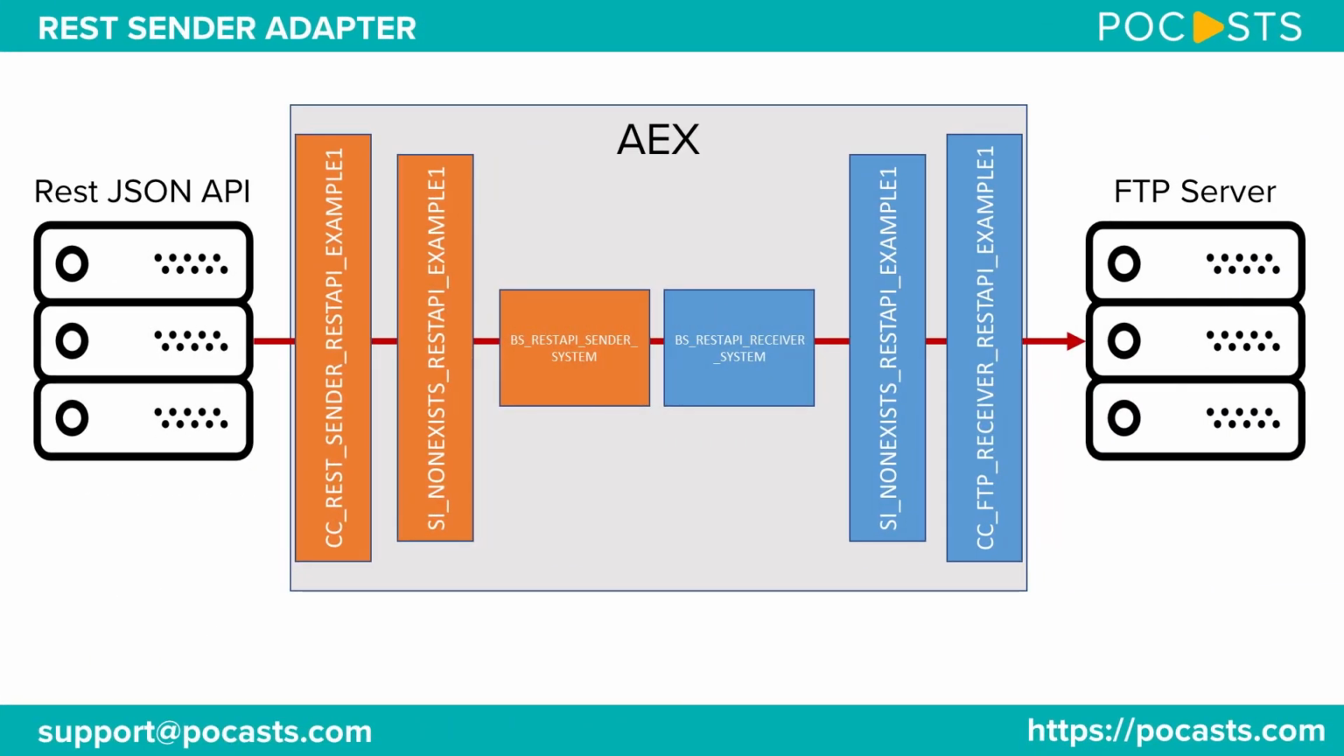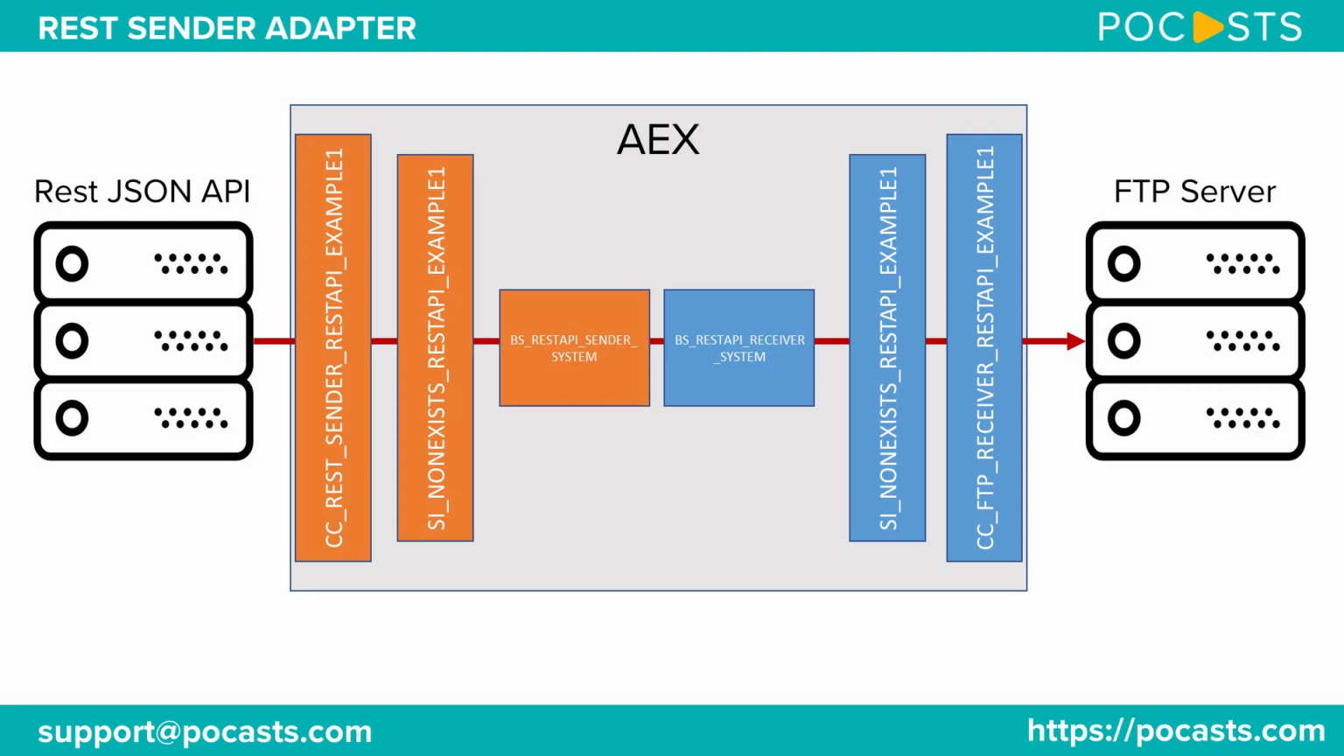This diagram again zooms into AEX, keeping the source and the target system. It shows what configuration objects have been used. Left hand side, these are all sender configuration, right hand side is all the receiver configuration. If you look at the channels, the first channel is the CC REST sender REST API example 1, which is a sender REST channel. And then I'm using an interface called SI non-exist. Basically this interface does not exist in ESR. I'm going to show you how to work with this. It's basically a simple trick. You can even develop an interface end-to-end in the integration directory without any objects in ESR. If you're not familiar with this concept, maybe that's a learning curve for you on how to do it.